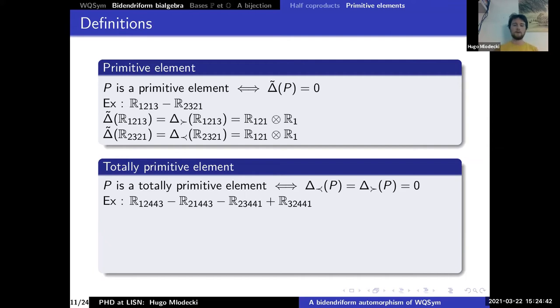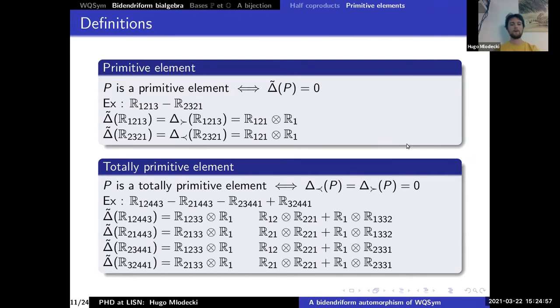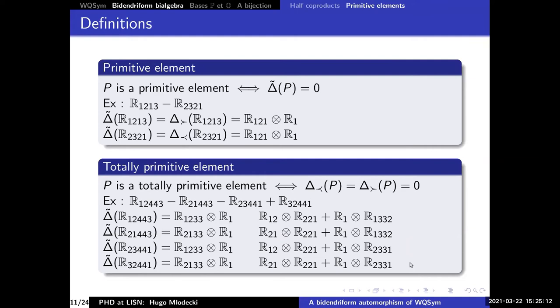So here is another example, because the first one here isn't a totally primitive element because the half coproducts aren't equal to zero. But here, if we do the coproduct of the four terms, we get that, and we can see that for the first column here, it is equal to zero, and then here, it is also equal to zero.